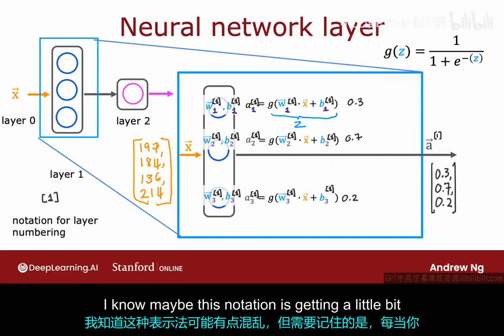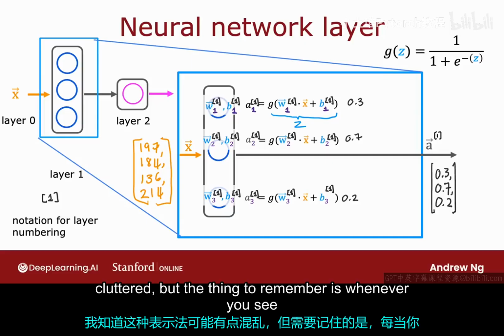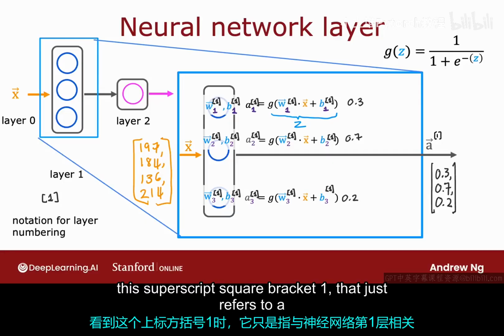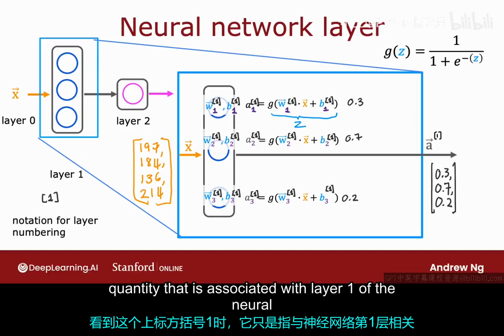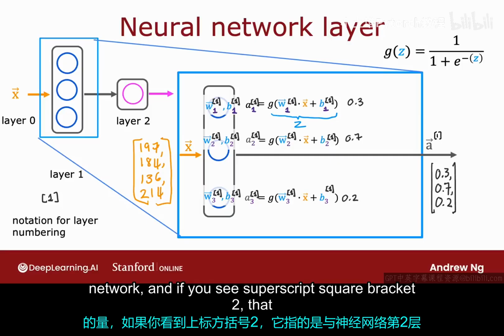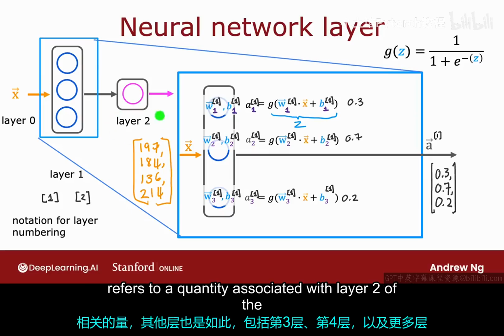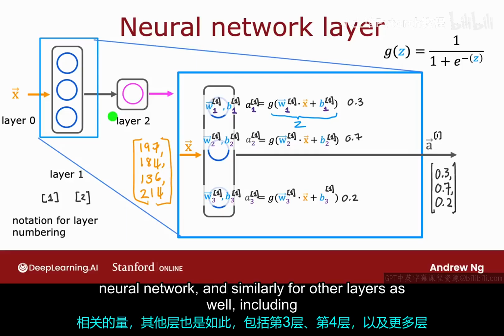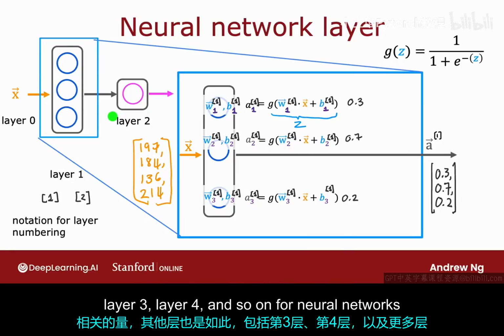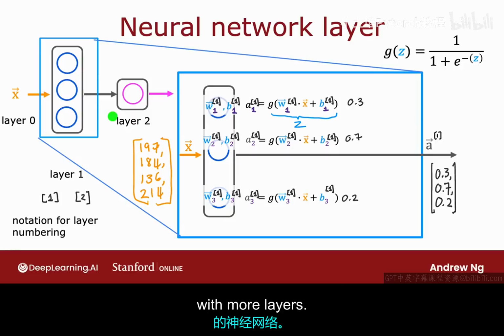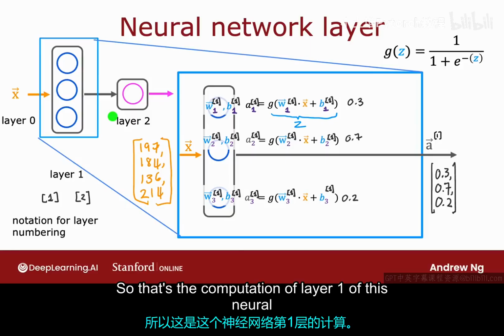I know maybe this notation is getting a little bit cluttered, but the thing to remember is whenever you see this superscript square bracket 1, that just refers to a quantity that is associated with layer 1 of the neural network. And if you see superscript square bracket 2, that refers to a quantity associated with layer 2 of the neural network. And similarly for other layers as well, including layer 3, layer 4, and so on for neural networks with more layers. So that's the computation of layer 1 of this neural network.